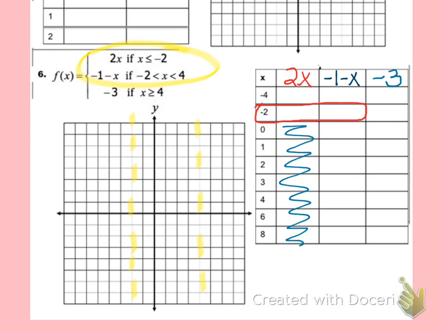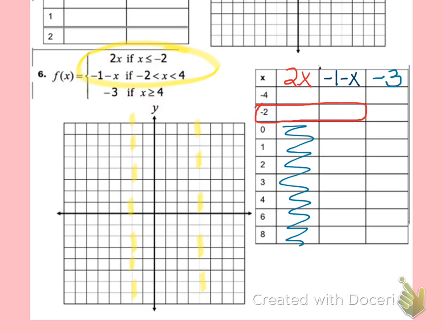I'm not going to bother plugging in things like 0, 1, 2, 3, 4, and so on because they're really outside of the interval. It says this function only exists when x is less than or equal to -2. So I'm going to plug in -4. I could plug in -3, -2. I could plug in things less than -4, but I get a pretty good sampling of points if I just plug in -4 and -2 since it's a line.